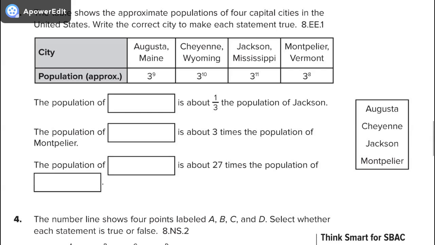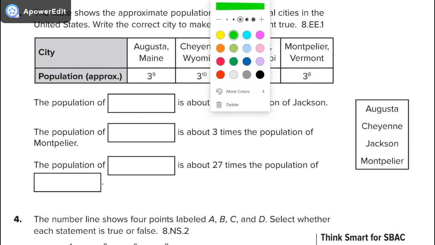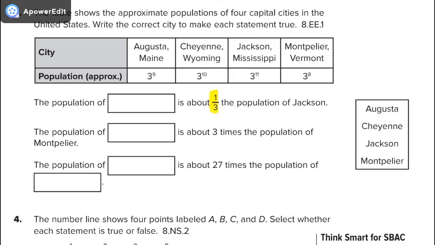So the first statement is: the population of something is about 1/3 the population of Jackson. So the 1/3 here gives me an idea about the ratio, to talk about the ratio of 2 cities' populations. So we see that the population of a city, some city that we don't know which one, over the population of Jackson.